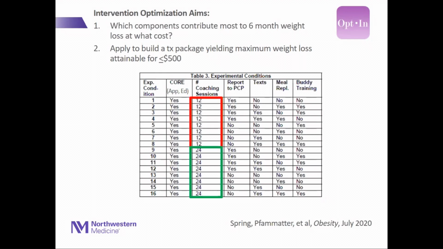You can see it's very efficient when you're testing these components. You're using the entire sample to test each of them. You also can see that we have everyone gets what we call the core intervention. They get their self-monitoring app and they have online lessons. The next click, please.